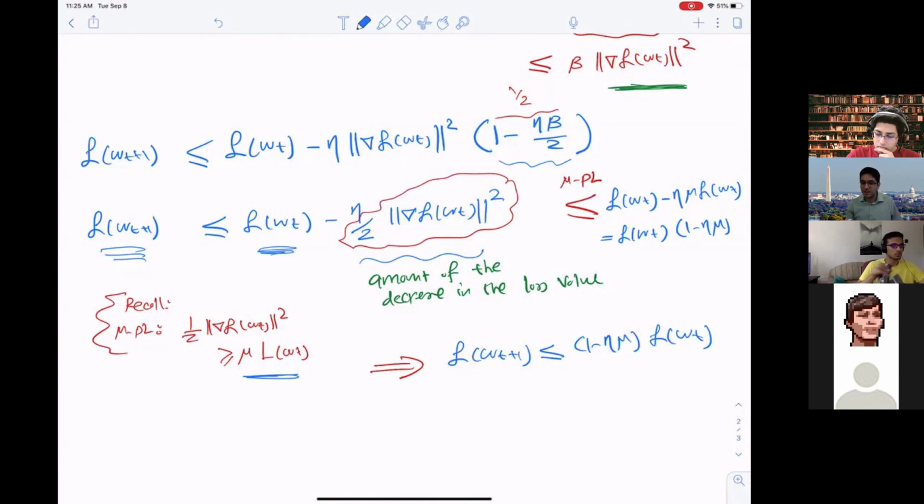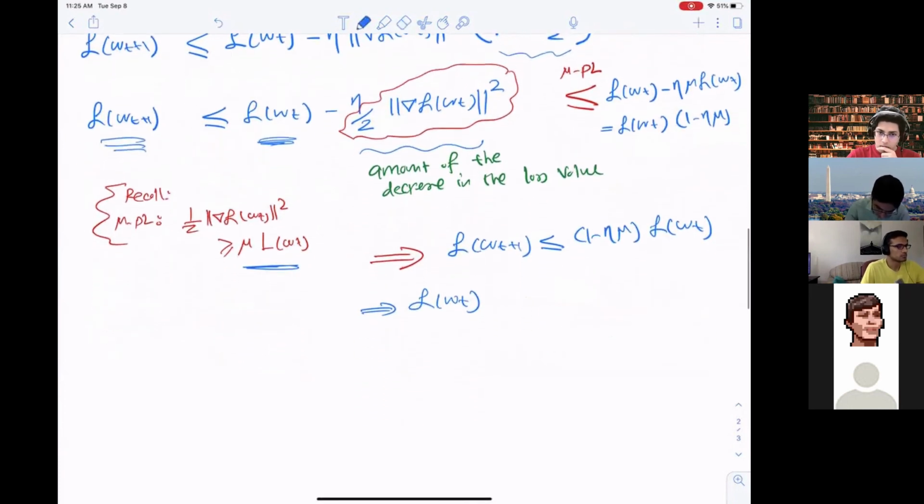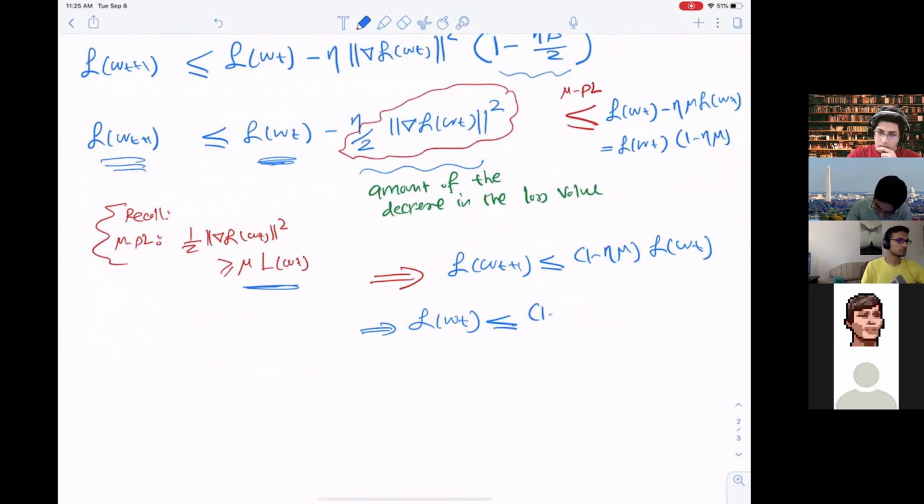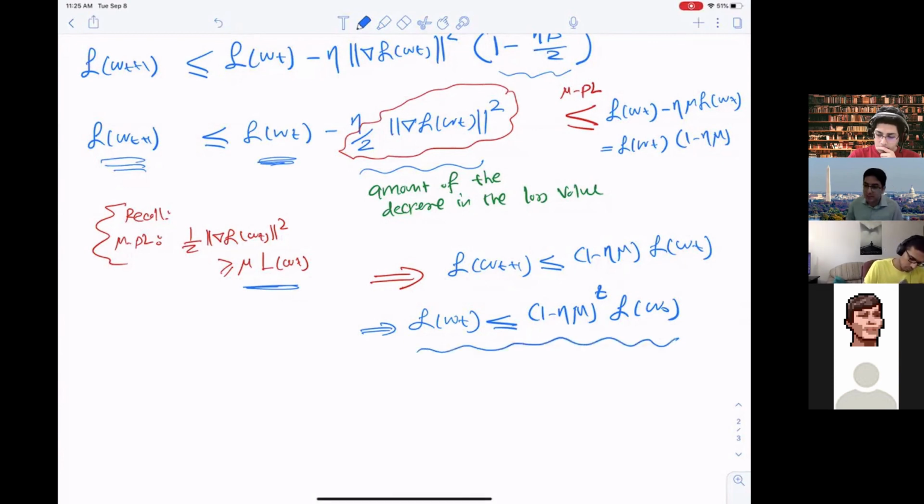And that's fantastic because you can immediately see that your loss at iteration t is less than or equal to (1 minus eta times mu), this is a constant number, to the power t times your loss at 0. Right, so you just apply it recursively. You have a loss at 0, your loss at 1, W1, is less than or equal to this constant (1 minus eta times mu) times loss at 0, and then you just repeat that. So you'll basically get a geometric decrease, or an exponential decrease, in the value of your loss function.